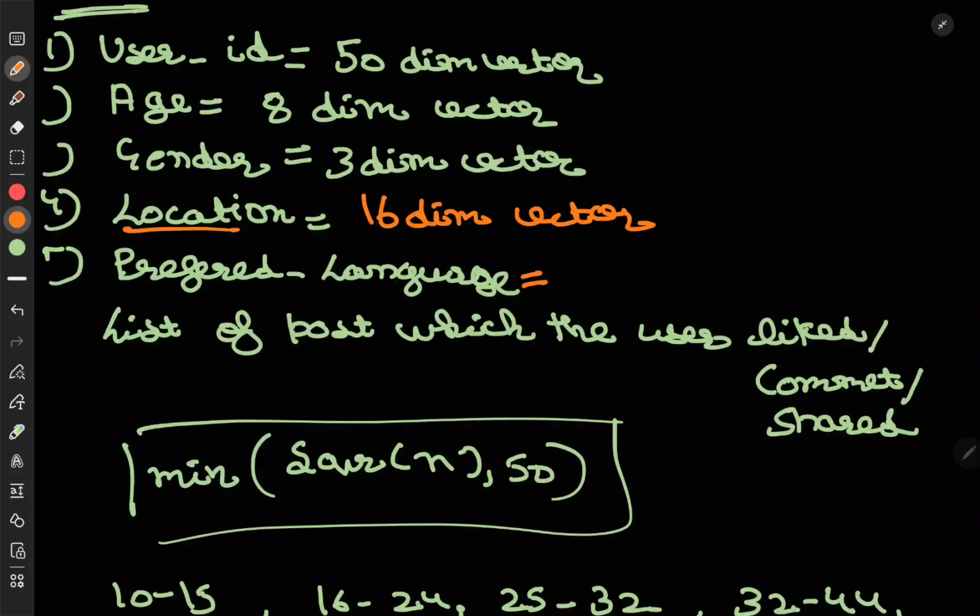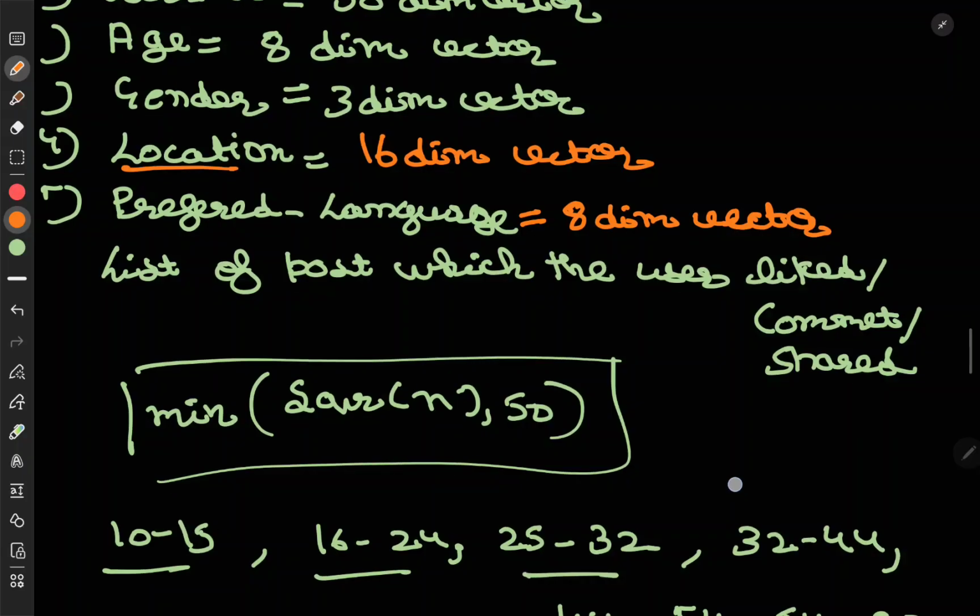Now the preferred language again could be represented using an embedding vector only, and here for ease of calculations we can just take an 8-dim vector. Let's consider that there are like 60 to 70 languages with us. So if you apply the rule of thumb, it would come to be an 8-dim vector.